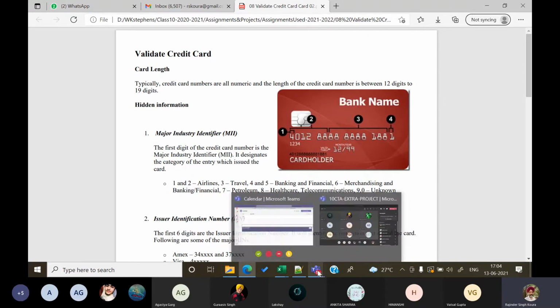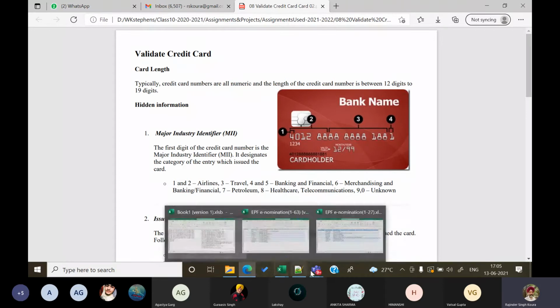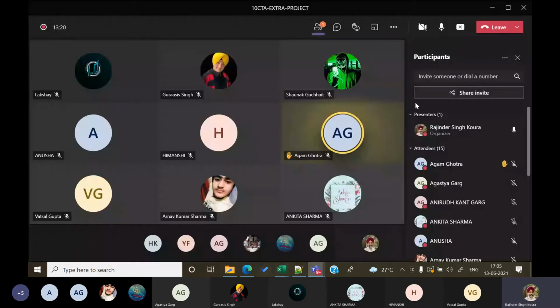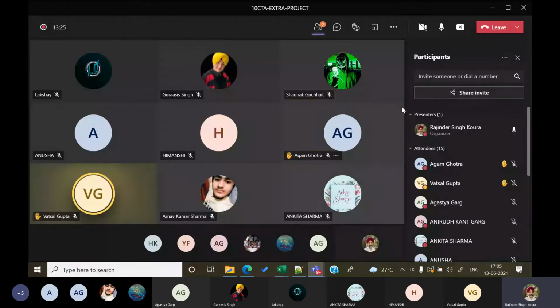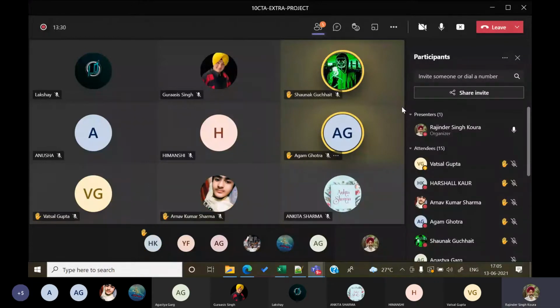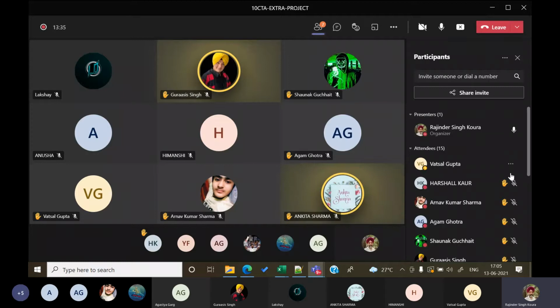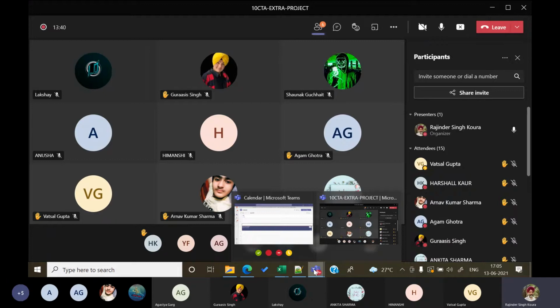tell me how many of you have actually gone through the process of entering a credit card for purchasing something, or maybe you have seen somebody doing it. Okay, 6, 7, 7 of you. Have you noticed that when somebody enters the first 4 or 5 digits of the credit card, it shows on the right-hand side whether it is a Visa card or a MasterCard or an American Express card? Yes or no?